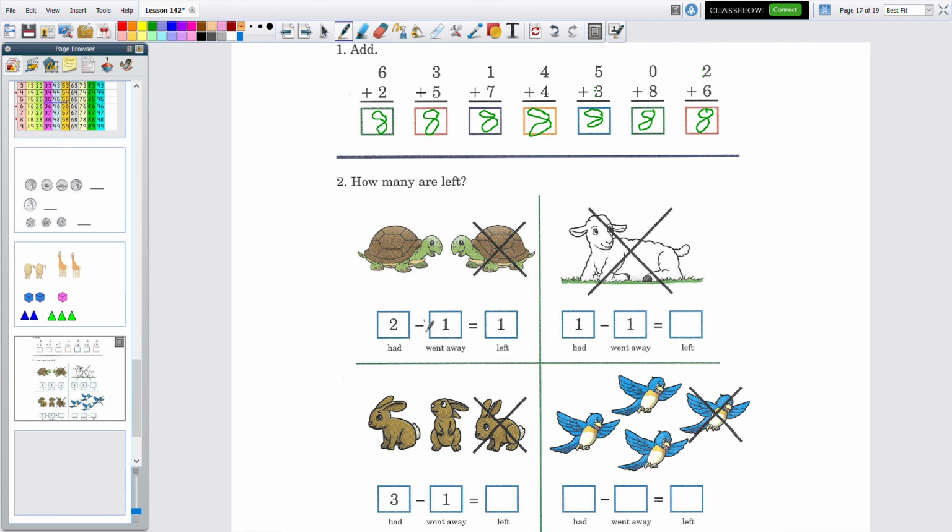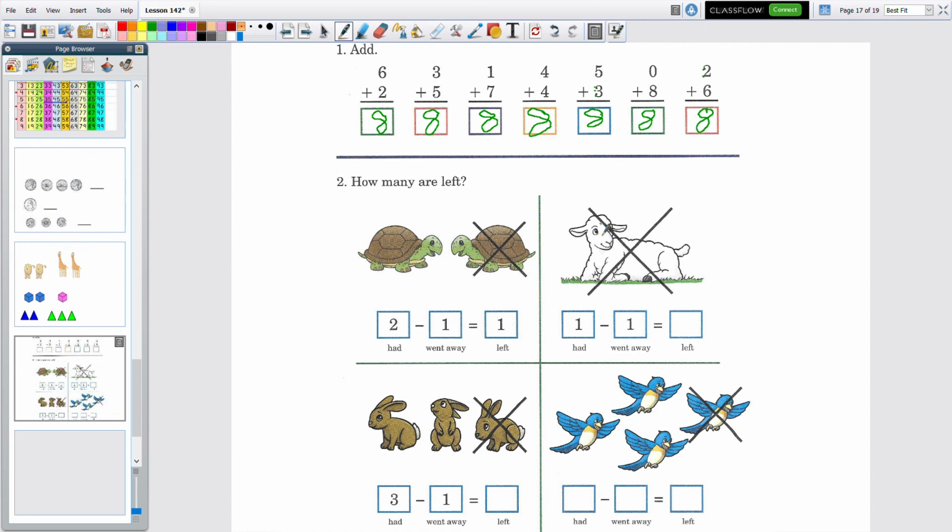This is interesting. This is the first time we're going to be writing a takeaway one, I think. It says, how many are left? How many did we start with? Look at that. How many turtles were there? There was 2. How many got taken away? 1. So if you have 2, 1 gets taken away. How many is left? They did that one for you. Let's go to the next one.